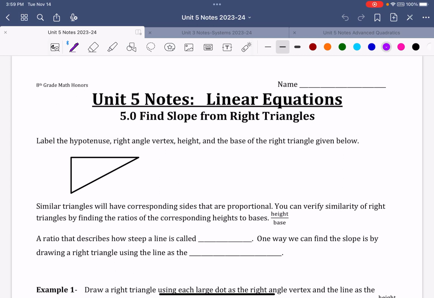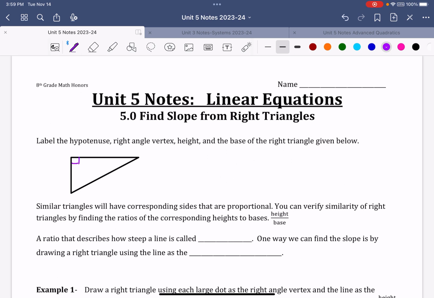All right, welcome to Unit 5, Linear Equations. This unit is all about lines and how we work with them. So we're going to start by looking at triangles. Here we have a right triangle, and we're going to label its parts. It says label the hypotenuse, right angle, vertex, height, and base of the right triangle given below.